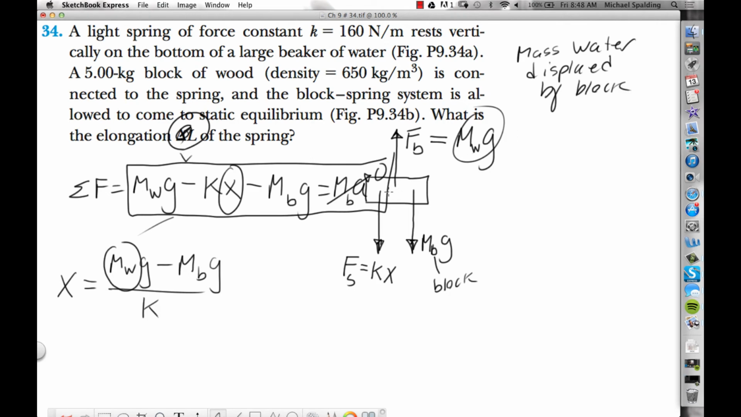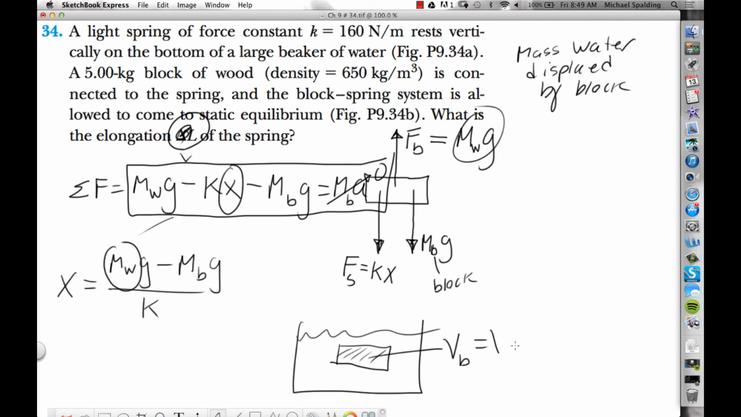Well, what do we know? The block is fully submerged, right? So what's going to be true for the block? So you've got this beaker of water here, right? The block is fully submerged. So the volume of the block is going to equal what? The volume of the water. If an object is fully submerged, the volume of the object equals the volume of the fluid. That's the easier situation.